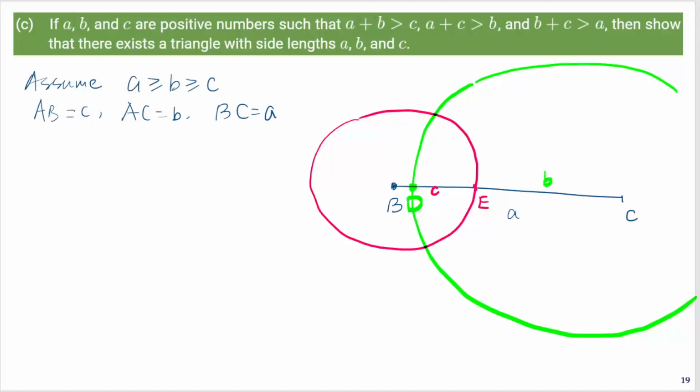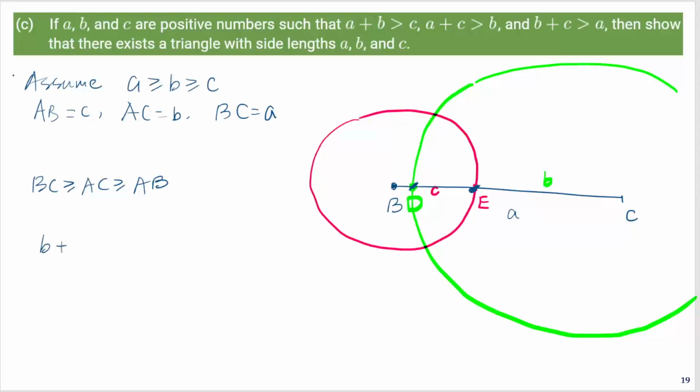So because A is larger than or equal to B and larger than or equal to C, we know that BC is larger than or equal to AC, which is larger than or equal to AB. Therefore, the radius of circle B is no greater than BC, right? So circle B must intersect segment BC at some point. So let's call this point E here. Similarly, circle C must meet segment BC at some point D. So let's call this point D here.